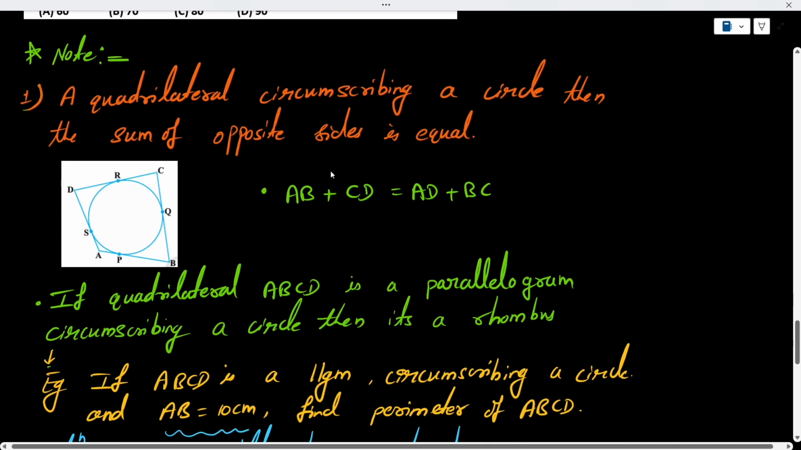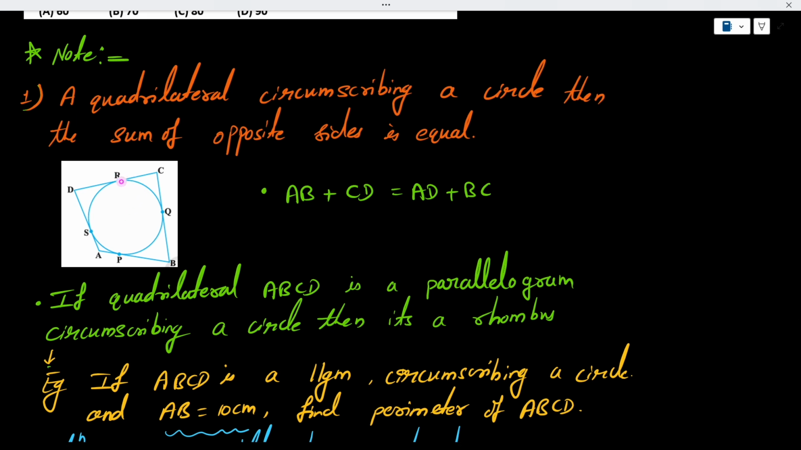Other than that, you will see the meaning of a quadrilateral circumscribing a circle or a triangle circumscribing a circle. If a circle is inside the quadrilateral, all four sides are going to be tangents, because the circle touches each side at one place. So how many tangents can you see in this figure? There will be four tangents. The sum of opposite sides is always equal, right? So what are the opposite sides? AB plus CD will be equal to AD plus BC.